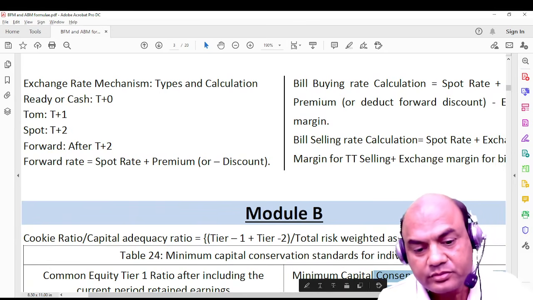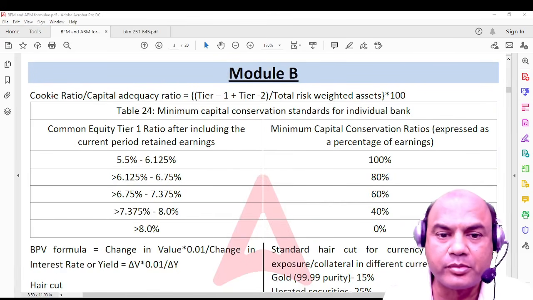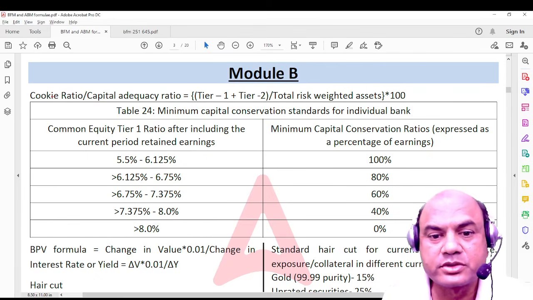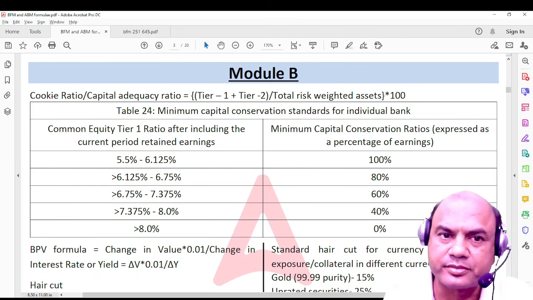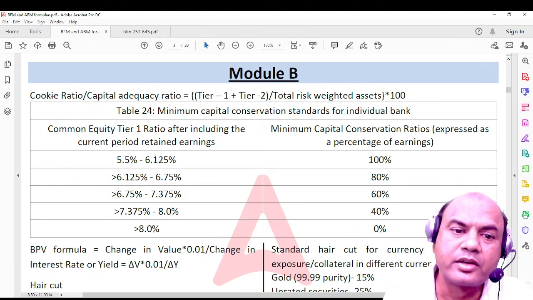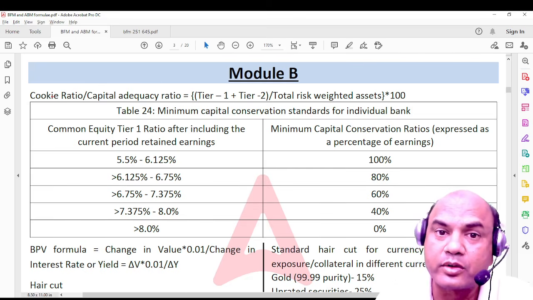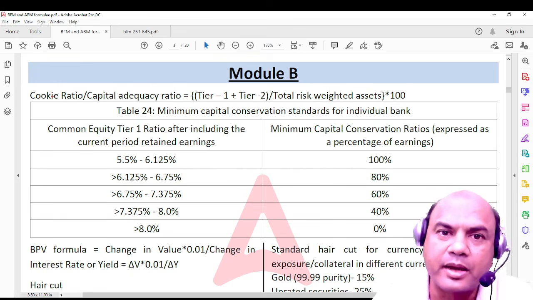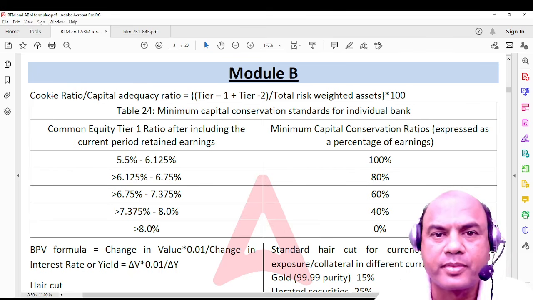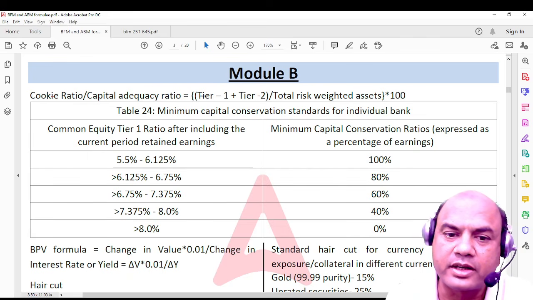Now module B. First is Cook's ratio. Cook's ratio can also be called CRAR ratio or CAR ratio, capital adequacy ratio. Cook's ratio is an important ratio for calculation of CRAR, capital to risk weighted asset ratio. The ratio is capital upon RWA. Now capital includes two parts, tier 1 and tier 2.